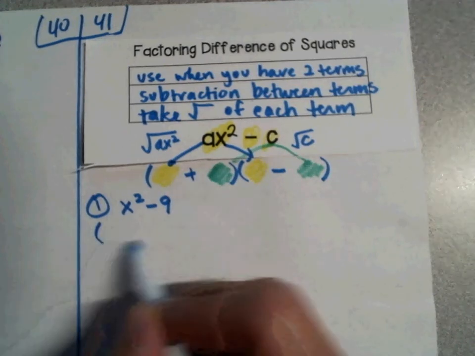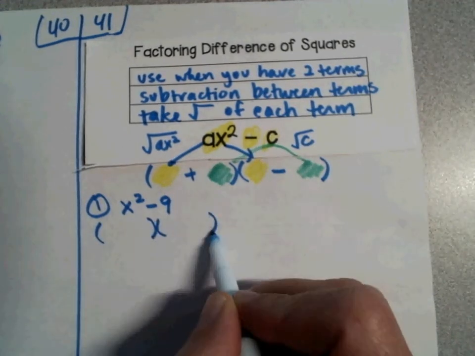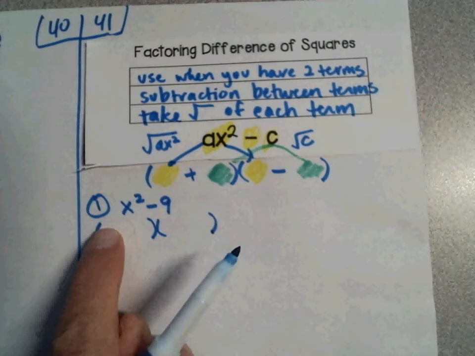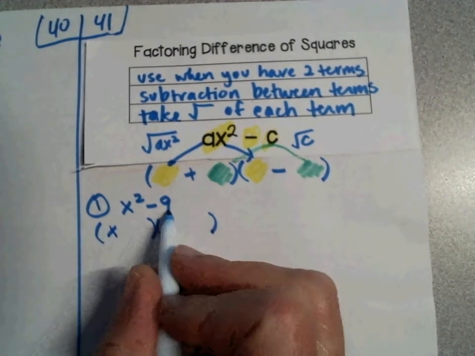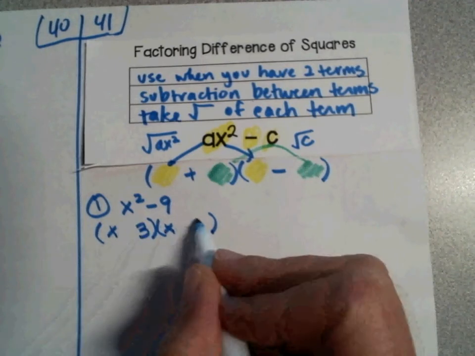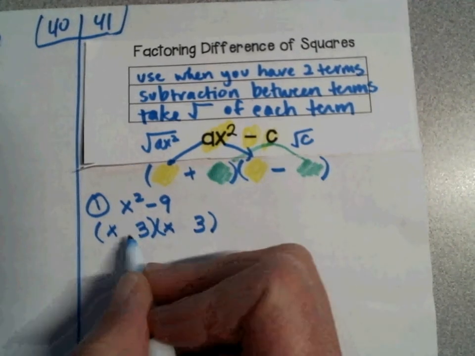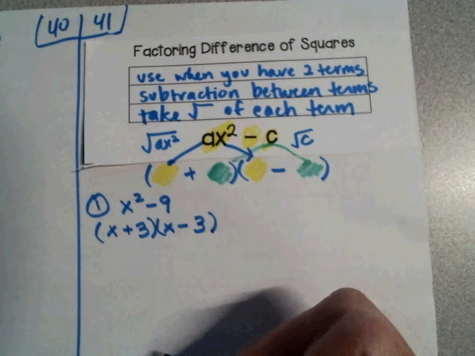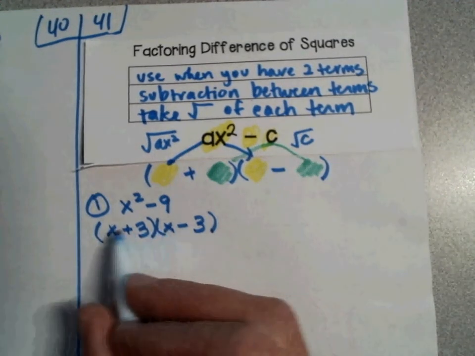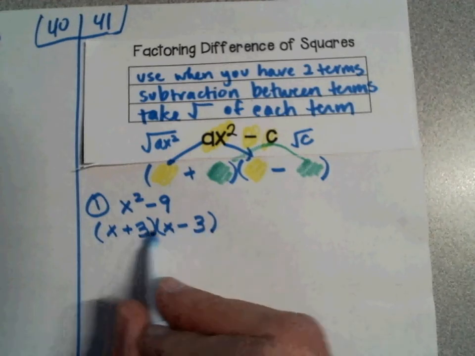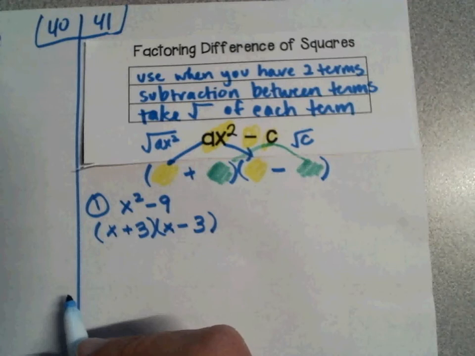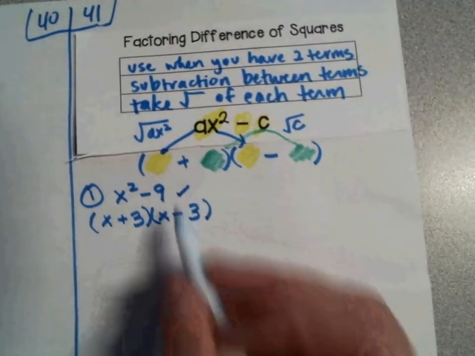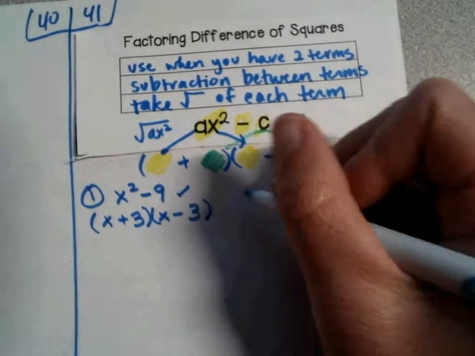So that means you make two sets of parentheses, and remember that the square root of x squared goes first, so it would be x and x, and the square root of 9 is 3. So you would have a 3 and a 3. And then you make one plus, and you make one minus. And then it's always a good idea when you factor to verify by foiling. If you foil, do you end up with x squared minus 9? And when you check it, you do. So that's how I know I have my answer. That would be our answer.